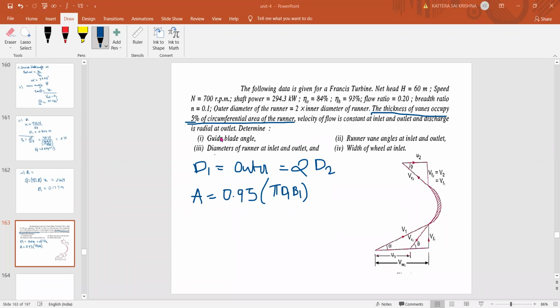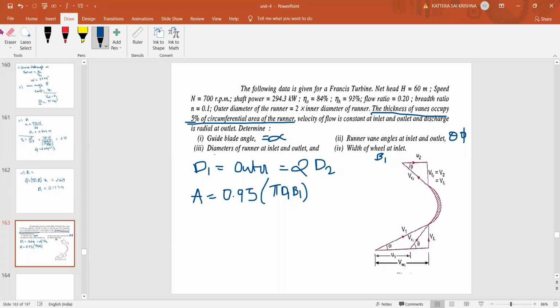Next he is asking to find guide blade angle. Whenever you see the guide blade, it is alpha. Vane angle, you need to find theta and phi, both at inlet and outlet. Next, diameter of the runner, D1 and D2, we can find. Next, width of the wheel at inlet only.